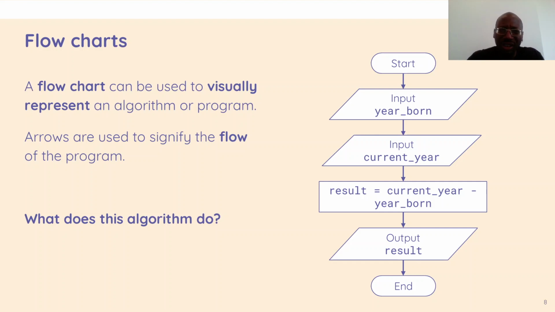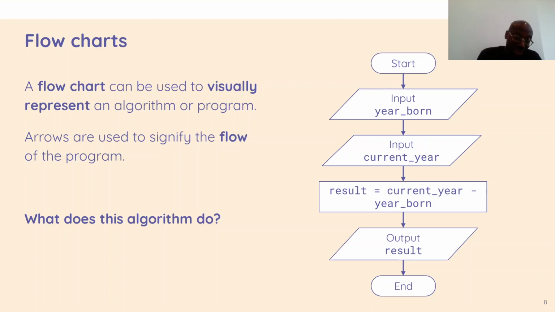So you have start, you go down, input the year that you were born. So you could put 1972. Then it says input your current year. So this year, 2021. Result equals current year minus year born. And then it's going to output the result. What would that be?